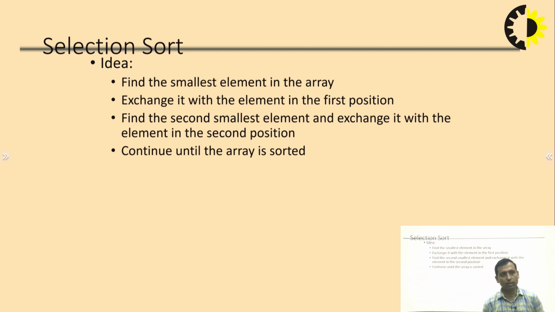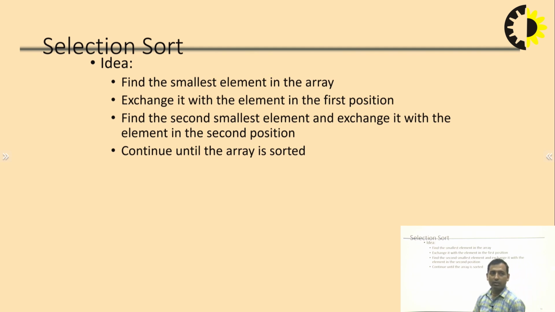Now another sorting technique, that is the selection sort. So how to perform the selection sort? Now the basic idea for this one. Selection sort: find the smallest element in the array. First find the smallest element in the array and exchange it with the element in the first position.